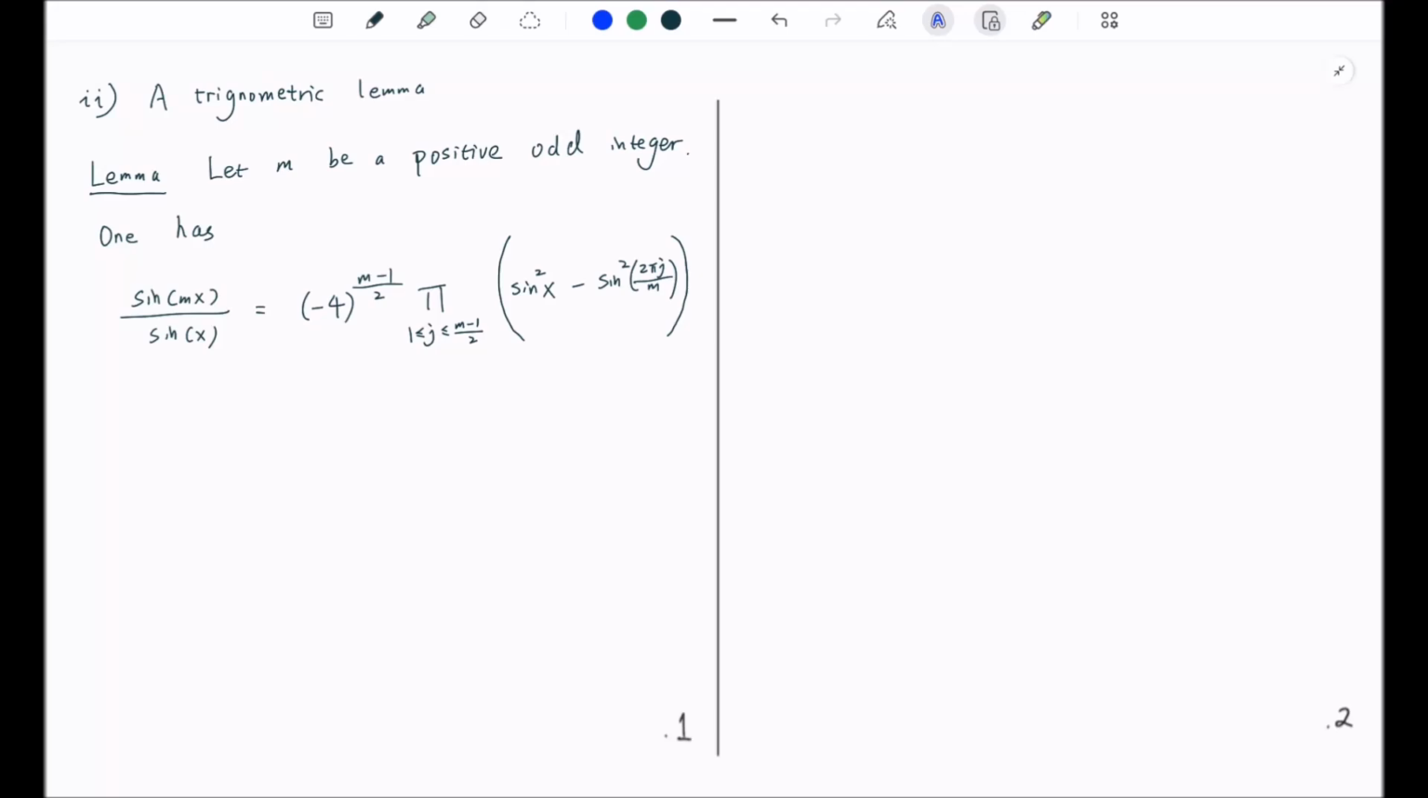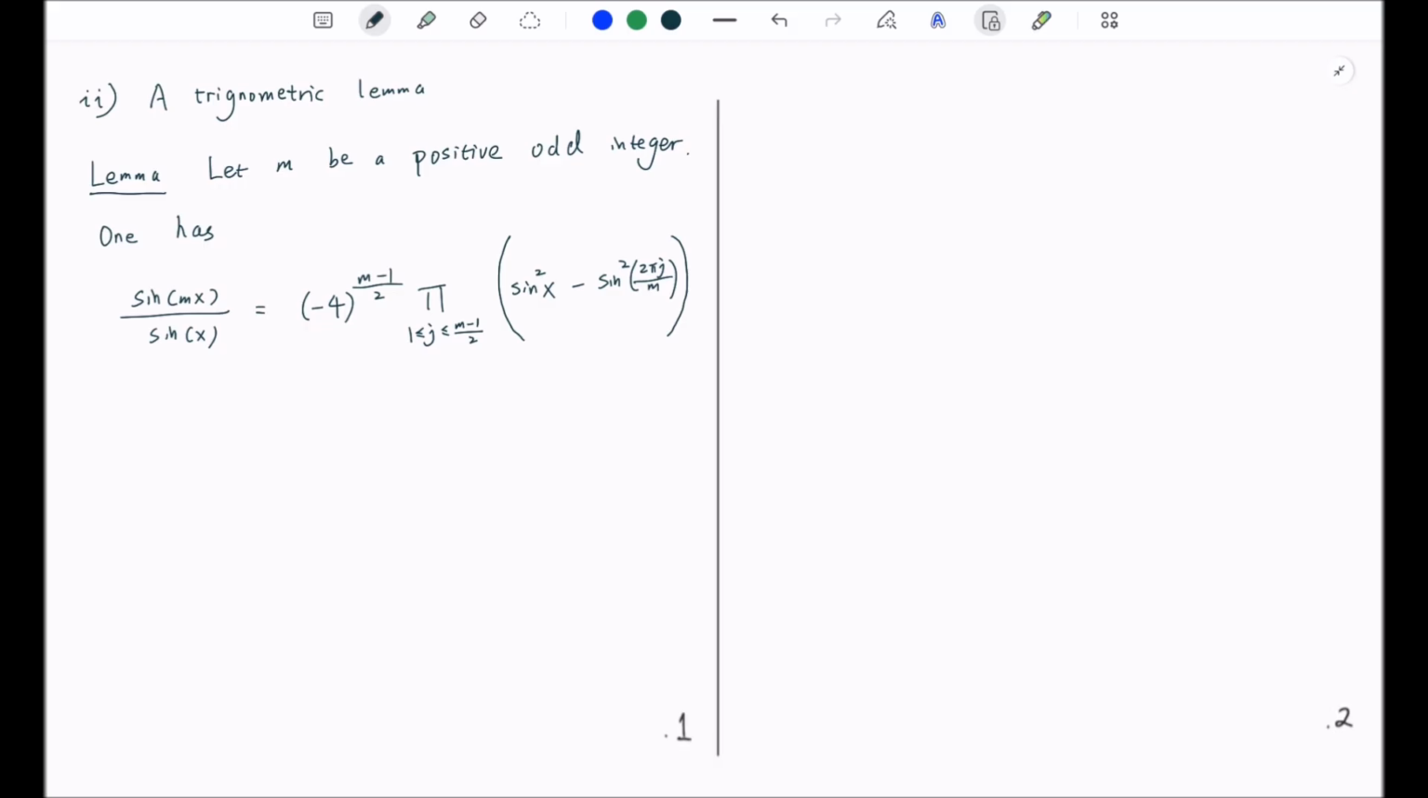Now we introduce the second lemma in Eisenstein's proof of the quadratic reciprocity law. This lemma gives a trigonometric formula, writing sine of mx, where m is a positive odd integer, into products. It states that sine of mx divided by sine of x is equal to (-4) raised to the power (n-1)/2 times the product for j from 1 to (n-1)/2 of the factors sine of x squared minus sine of 2 pi j divided by m squared.